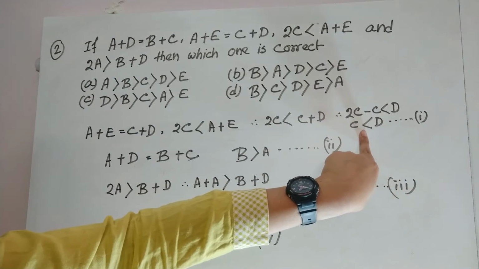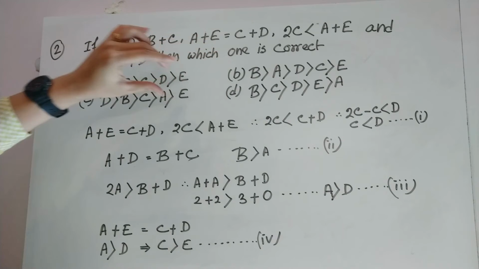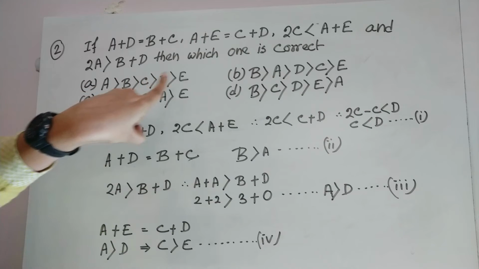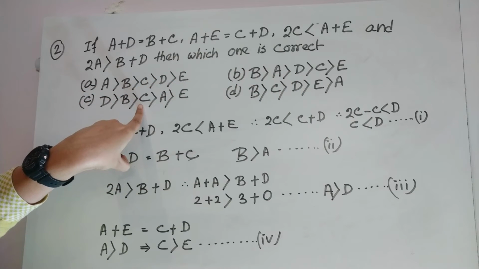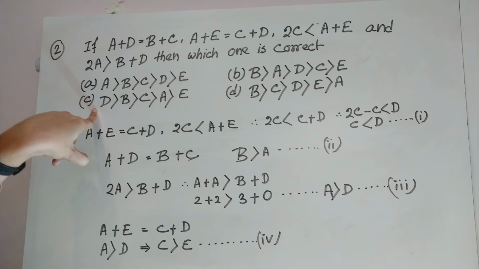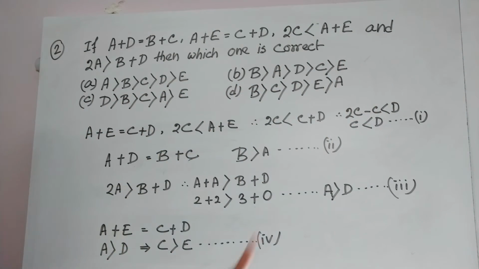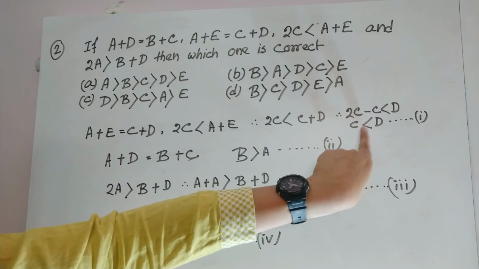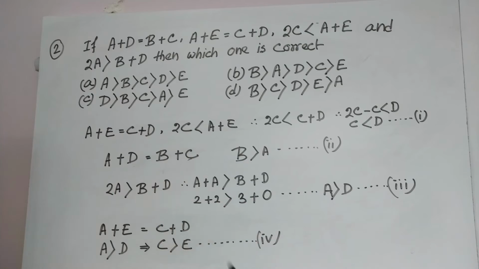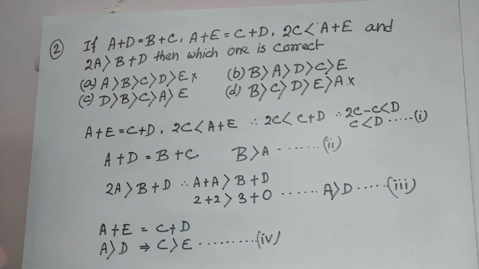See, from equation number 1, what can we see? c is less than d. Now amongst these 4 options, where can you see c is smaller than d? Only in C and in A, this conclusion is getting fulfilled. Therefore, A and D are eliminated. Only option C and B are left.